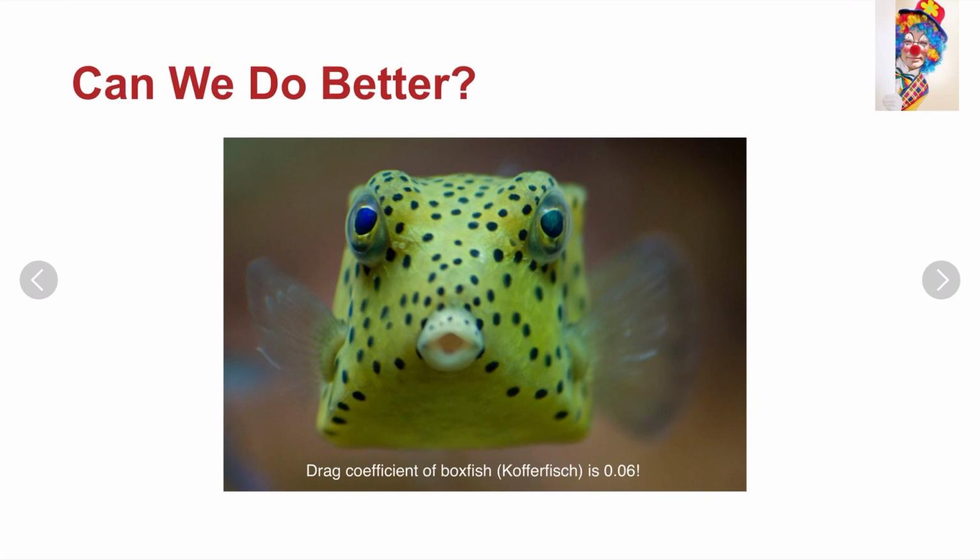Can we do better? That's the question here. And I think definitely yes, because if you look at this figure, this is the so-called boxfish. And this boxfish has a drag coefficient of 0.06. So not 0.65 as for the scooters, or 0.25 or 0.24 for vehicles, we have 0.06 here. So this is much, much better. And this will be the subject of our second video and the second part: what can be done better here?